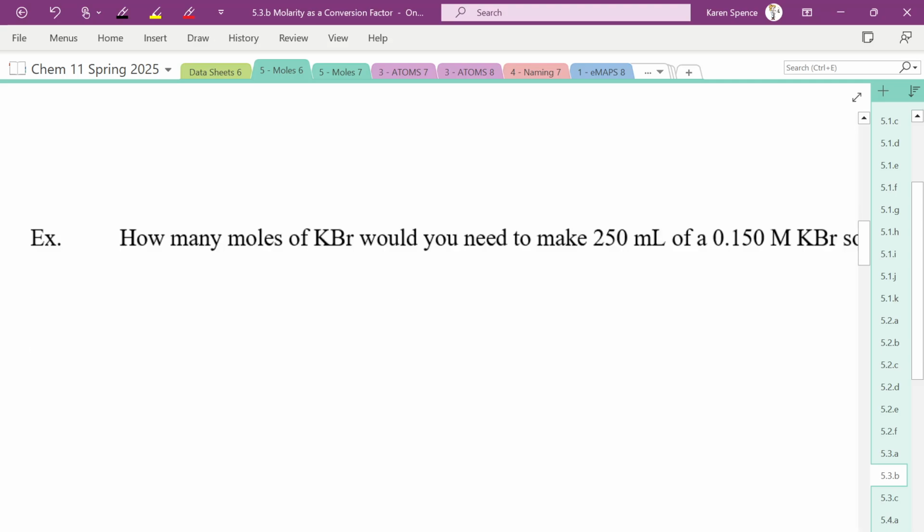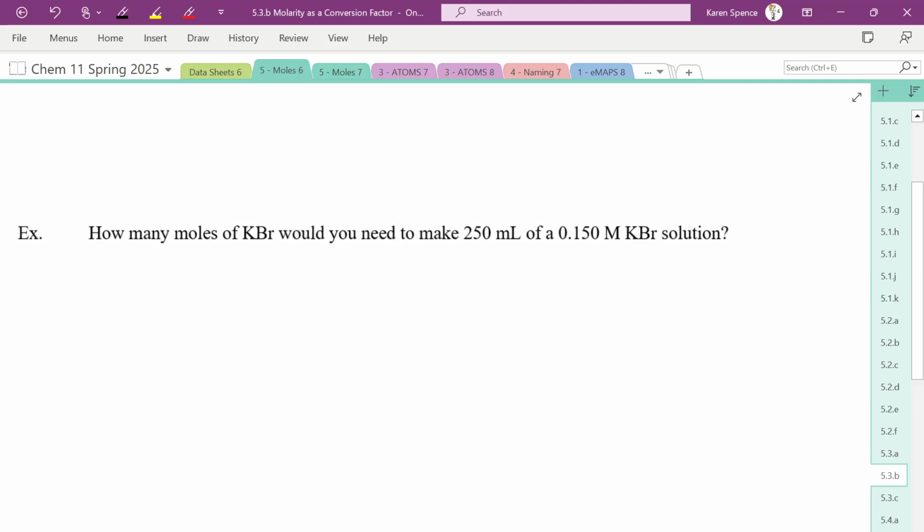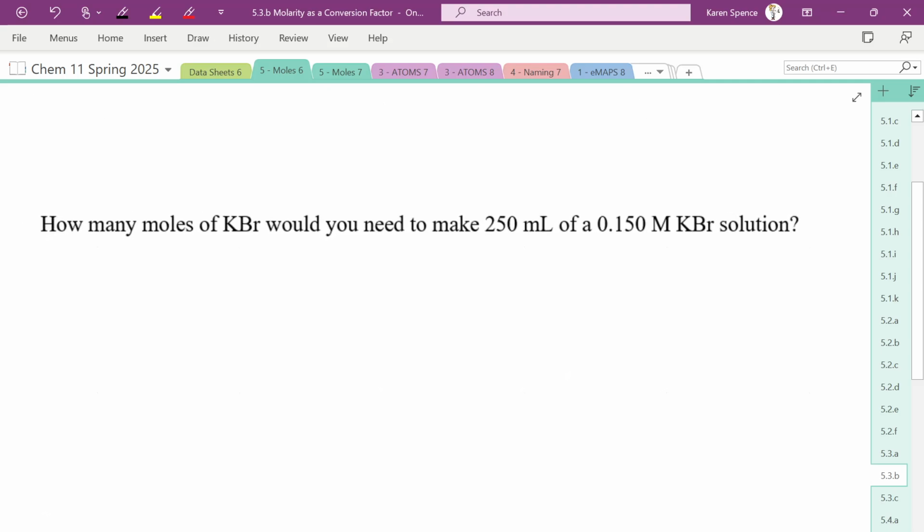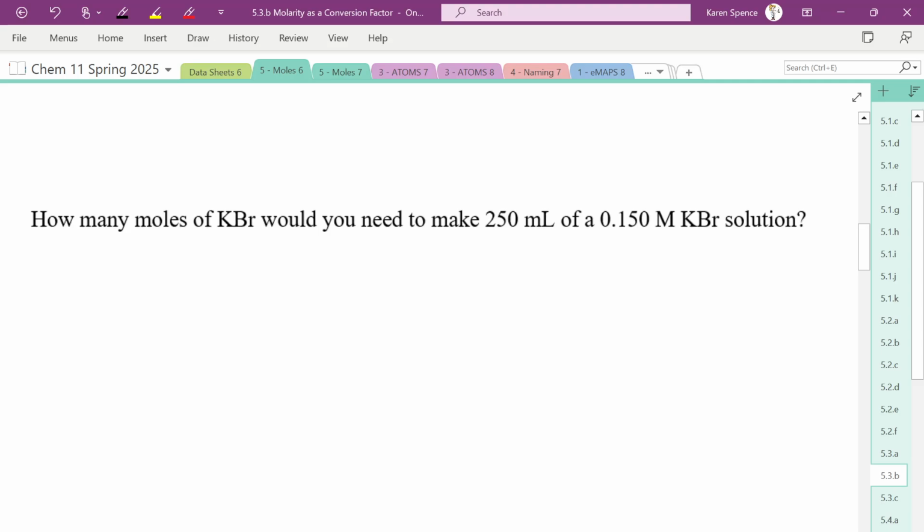Would you like to try the next one? Sure, try the next one. Could you also throw something in there like, how many molecules? Yes, I certainly could, but we're not going to go there yet. I could ask how many moles, and then ask how many molecules, and so you would go from liters to moles to molecules.